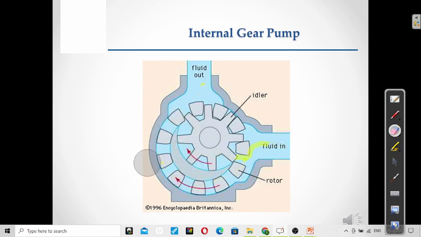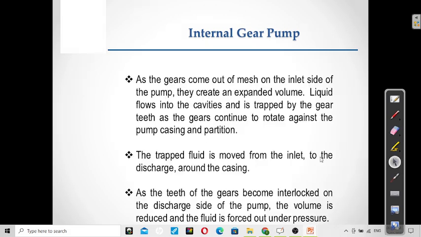We will see the operation of the gear pump. The external and the internal gear pump operations are the same, with some changes because of the internal connection. See here also, as the gears come out of mesh inside the pump, they create an expanded volume. Liquid flows into the cavities, is trapped by the gear teeth, and the gears continue to rotate against the pump casing.